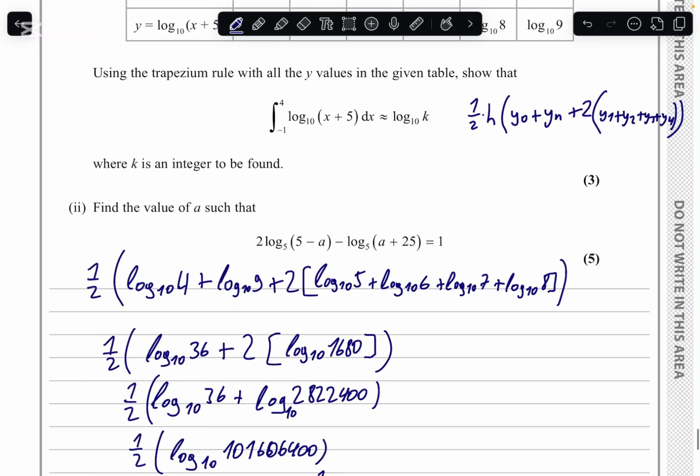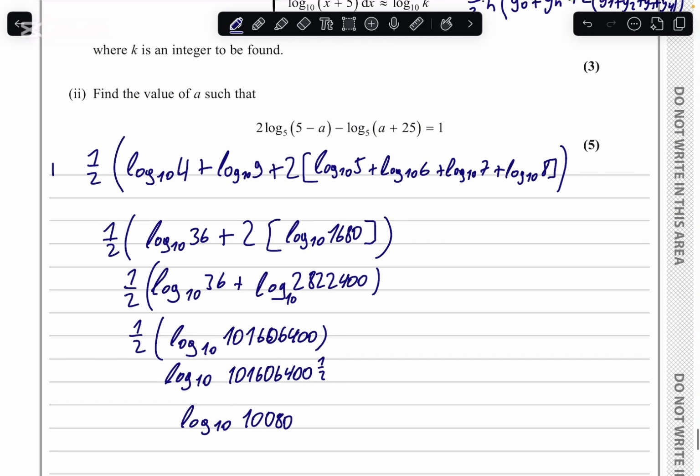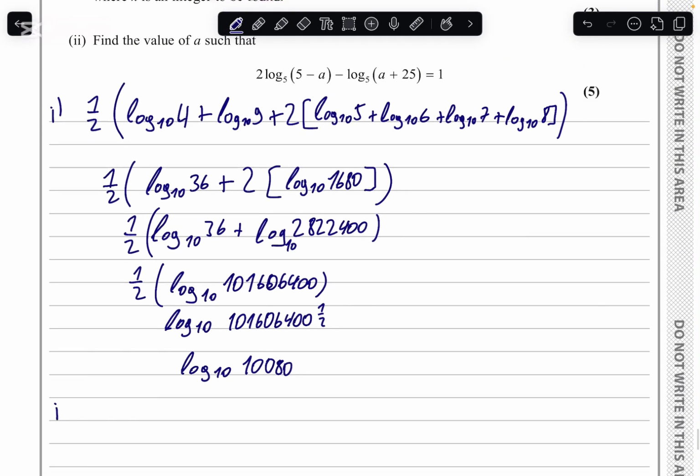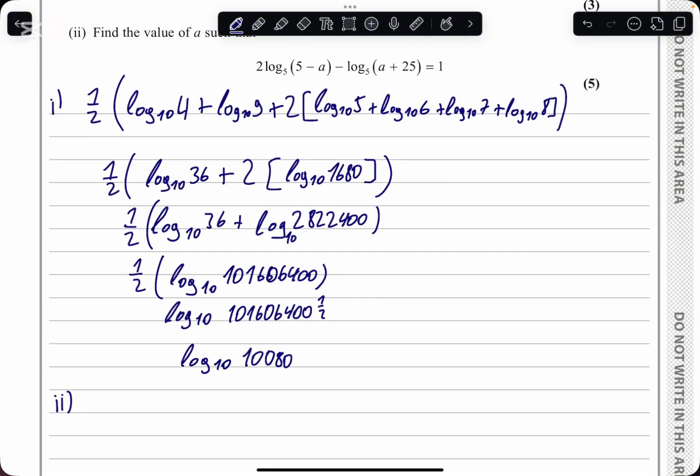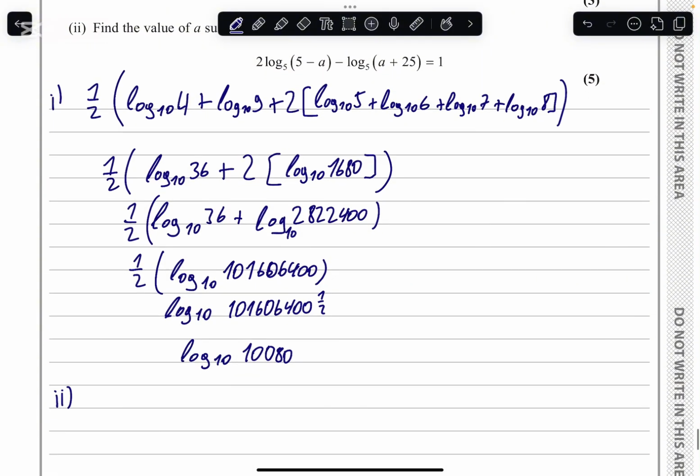In part II, we need to find the value of a such that 2 log base 5 of 5 minus 8 minus log base 5 of a plus 25 is equal to 1, and we need to find the value of a. First, we'll get rid of the 2 in front of the log base 5 minus a, and make it as such.